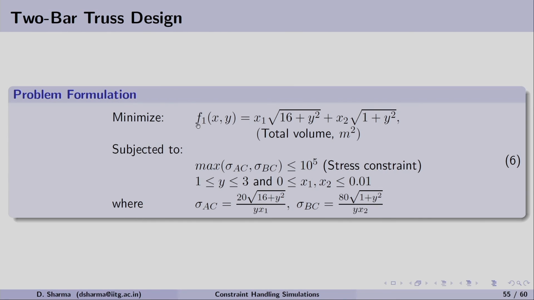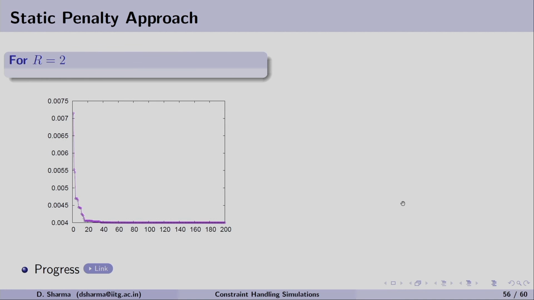Here we want to minimize the function, which is a straightforward equation in x1, x2 and y. We have one constraint that makes sure that the particular 2 bar truss has sufficient strength, so that it can withstand the load and stay within the allowable stress. The ranges of y, x1 and x2 are given to us. Here the sigma AC and sigma BC values we are calculating using these equations.